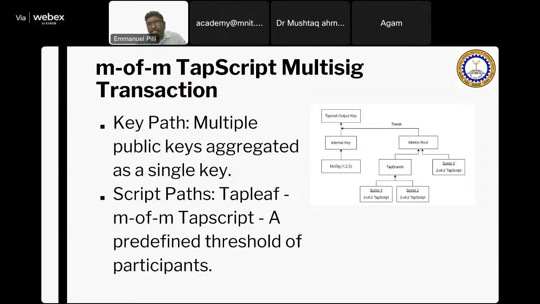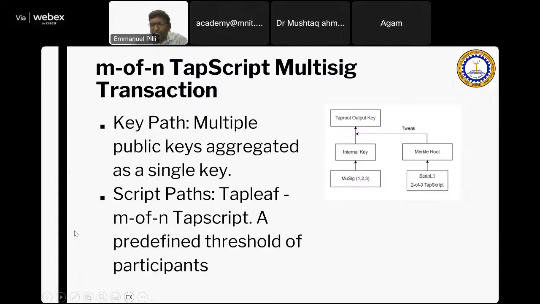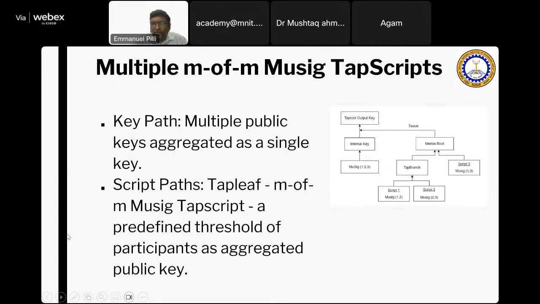And M of M transactions. So when you use multiple public keys aggregated in a single key, that is a key path. That is there, the first one. The second one is M of M transactions. A predefined threshold of participants are there. 2 of 2 transactions are there. Multiple transactions are there. And then you merge all of them, and then they create what is called a taproot output key. So the M of M transactions and M of N transactions, there's a slight variation that you can look at. And multiple M of M transactions.